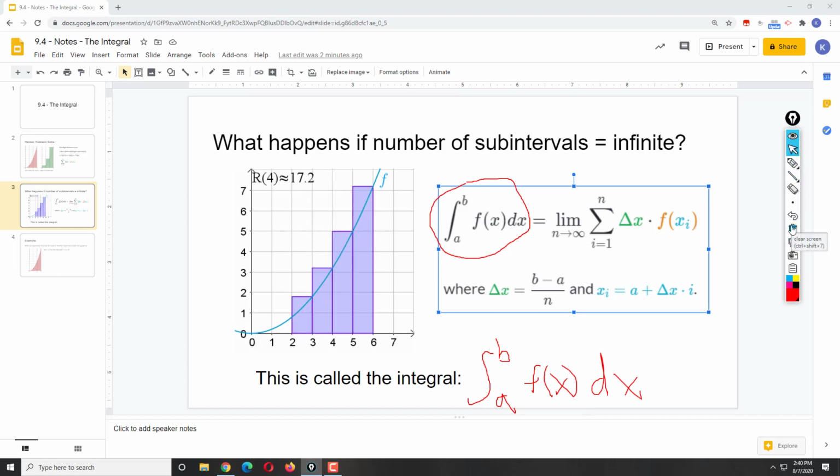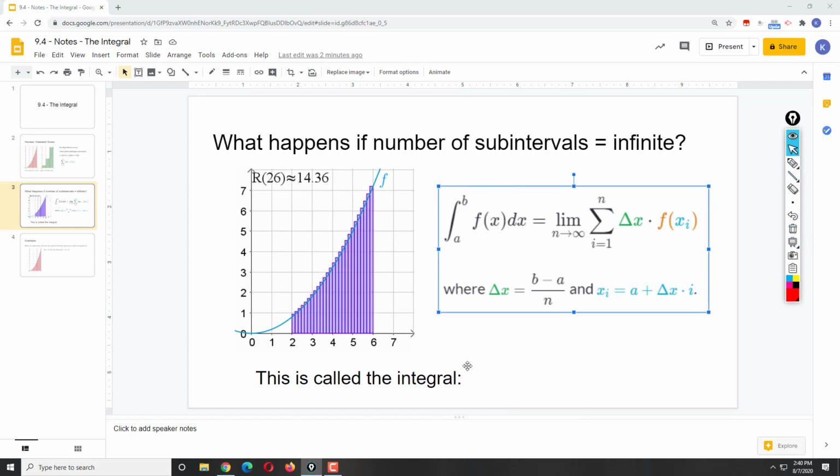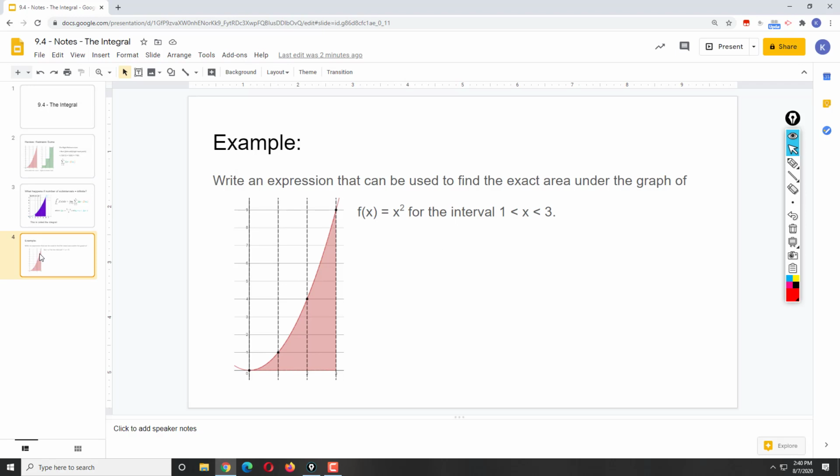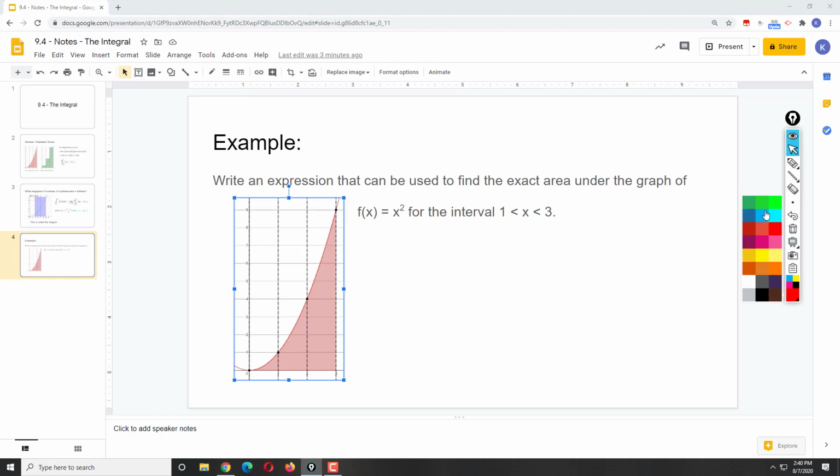The integral is the limit when we have an infinite number of subintervals, so it's equal to the area under the curve. For example, we want to write an expression that can be used to find the exact area under the graph of f of x equals x squared for the interval 1 less than x less than 3. So we can write an integral like this.